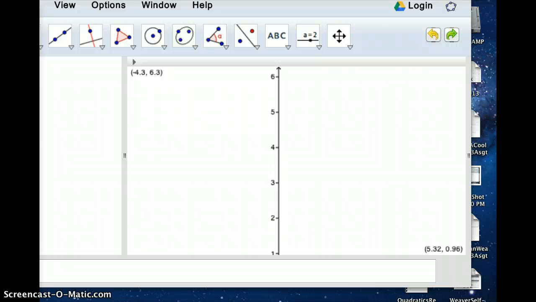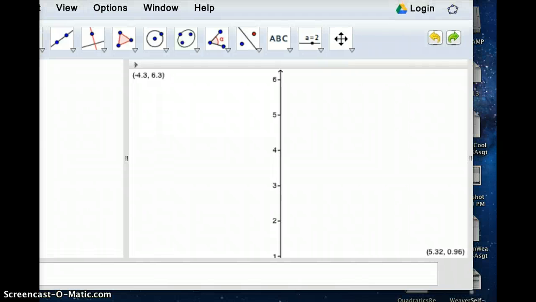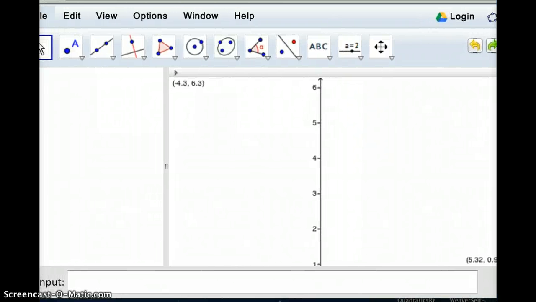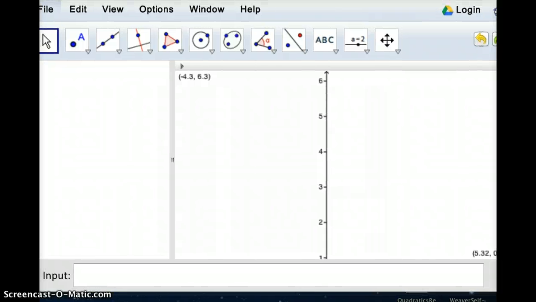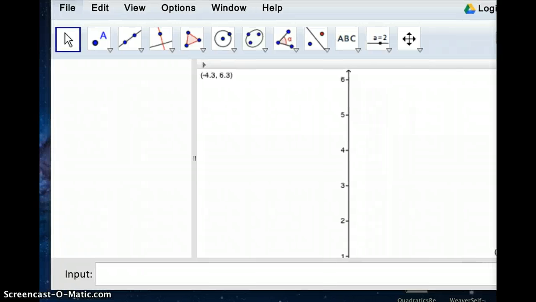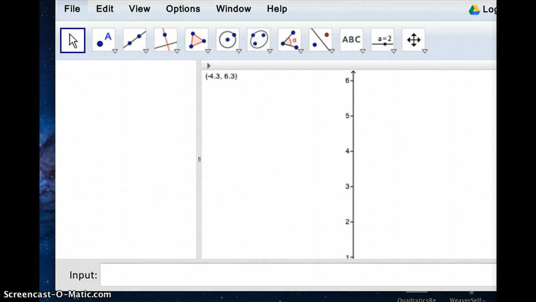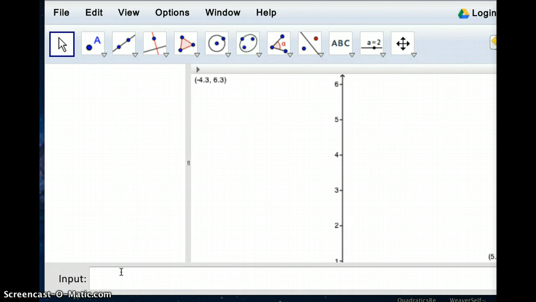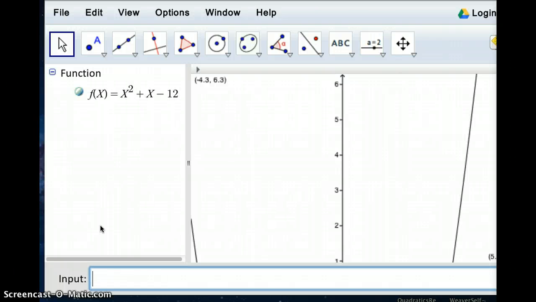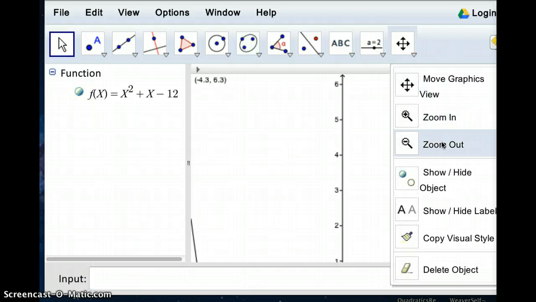So let me pull up GeoGebra here, and let me move it so it fits your screen. I'm going to type in the original equation. All right, let's try this again. Here we go. So f of x equals, I believe it was, x squared plus x minus 12. And I need to zoom out a little bit so we can see the axis.